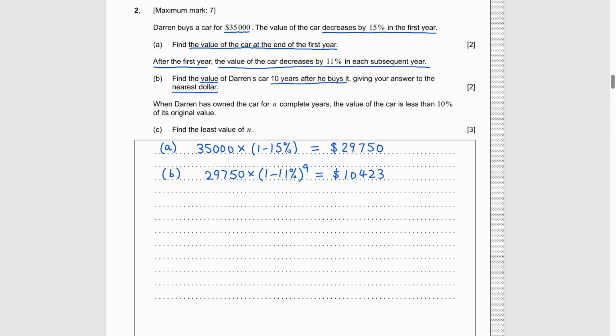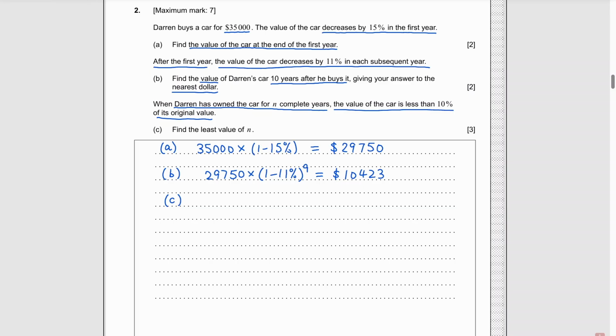For Part C, after n complete years, the value of the car becomes less than 10% of its original value, and we want to find n. We set up the expression for the value after n years as 35,000 times 0.85 for the first year, multiplied by 0.89 to the power of n minus 1, since there are n minus 1 more years after the first year. Then we set this to be less than 35,000 times 0.1. After solving the inequality, we find that n must be greater than 19.36, which means n equals 20.